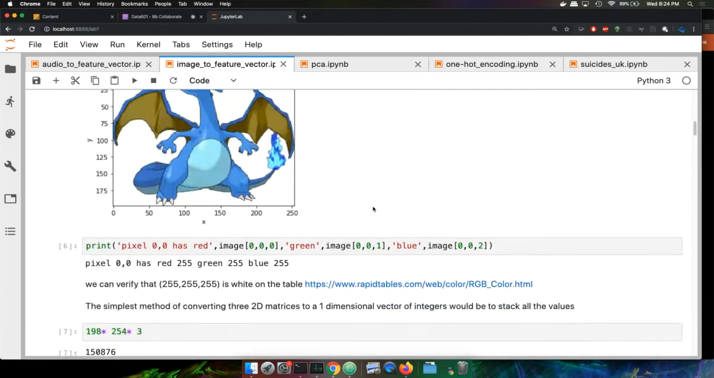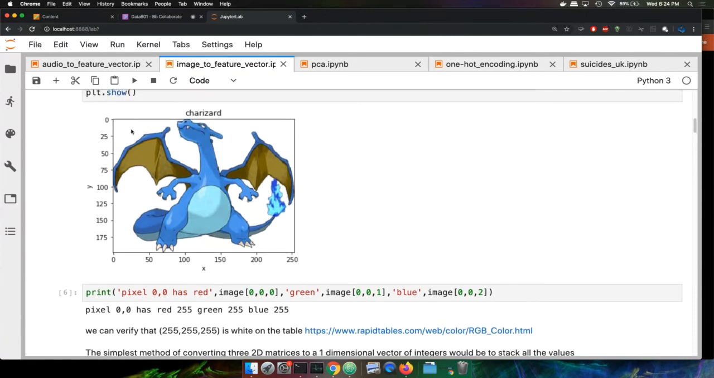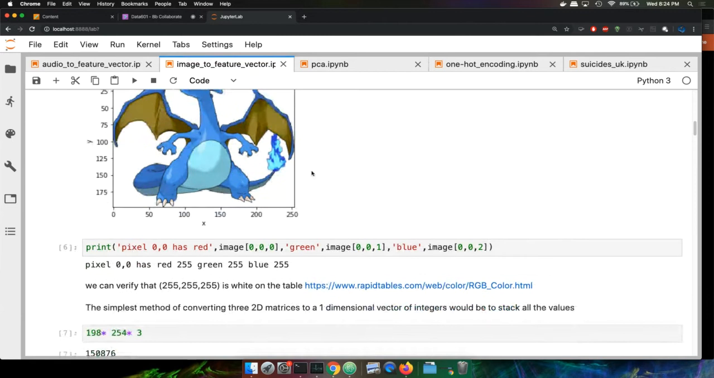All right. So then you can say, well, what do the numbers actually look like? If I look at the image at coordinate 0, 0, which is up in that upper left-hand corner, right? 0, 0 is up here. So pixel 0, 0 is 255 of red, 255 green, 255 blue. And you're like, these numbers don't make any sense to me. That's cool. There's an internet that can help you out.